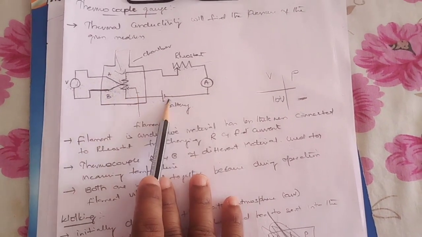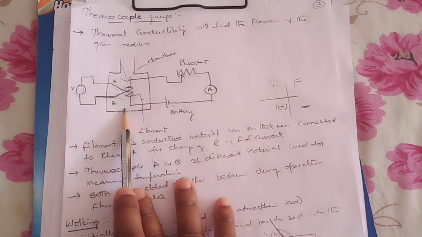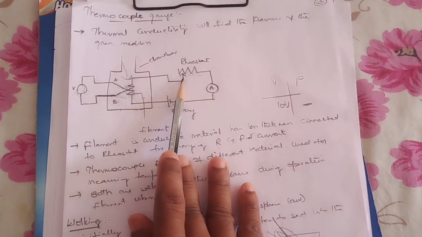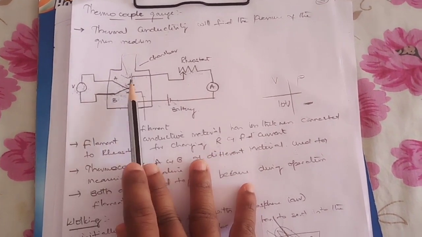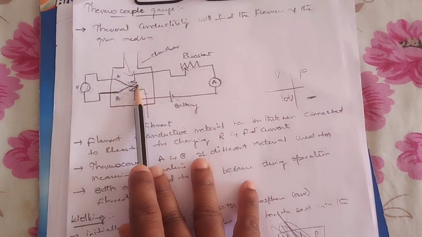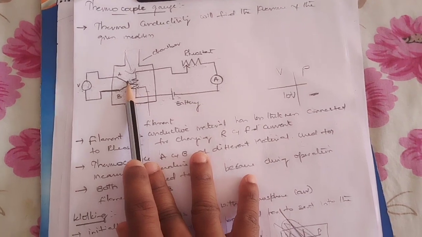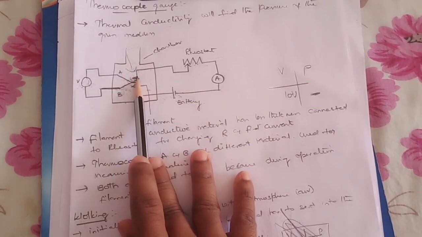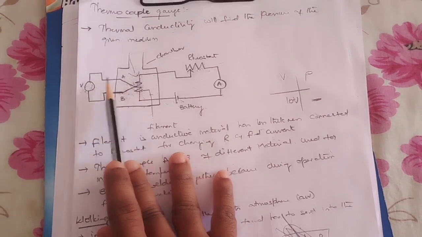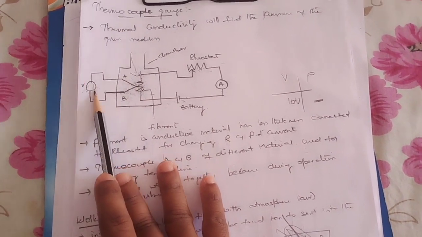What happens whenever you supply current: the current starts flowing through this particular filament, and this variable rheostat can be used for changing the resistance value so that the current also gets changed. The filament gets heated up and starts giving out energy in the form of heat, creating some temperature. The temperature created will be sensed by this thermocouple and sent to the voltmeter. So what does that voltmeter do?